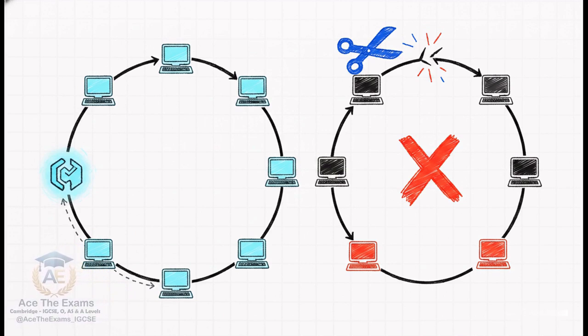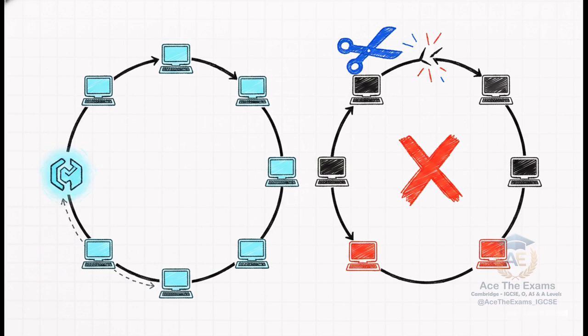Point: data collision is prevented through sequential traffic management. Evidence: the network utilizes a token passing system. Explanation: only the node currently holding the token is permitted to transmit data across the closed loop. Link: this sequential access ensures multiple nodes cannot transmit simultaneously, completely eliminating collisions. Look at that. We just transformed a failing answer into a perfect score.